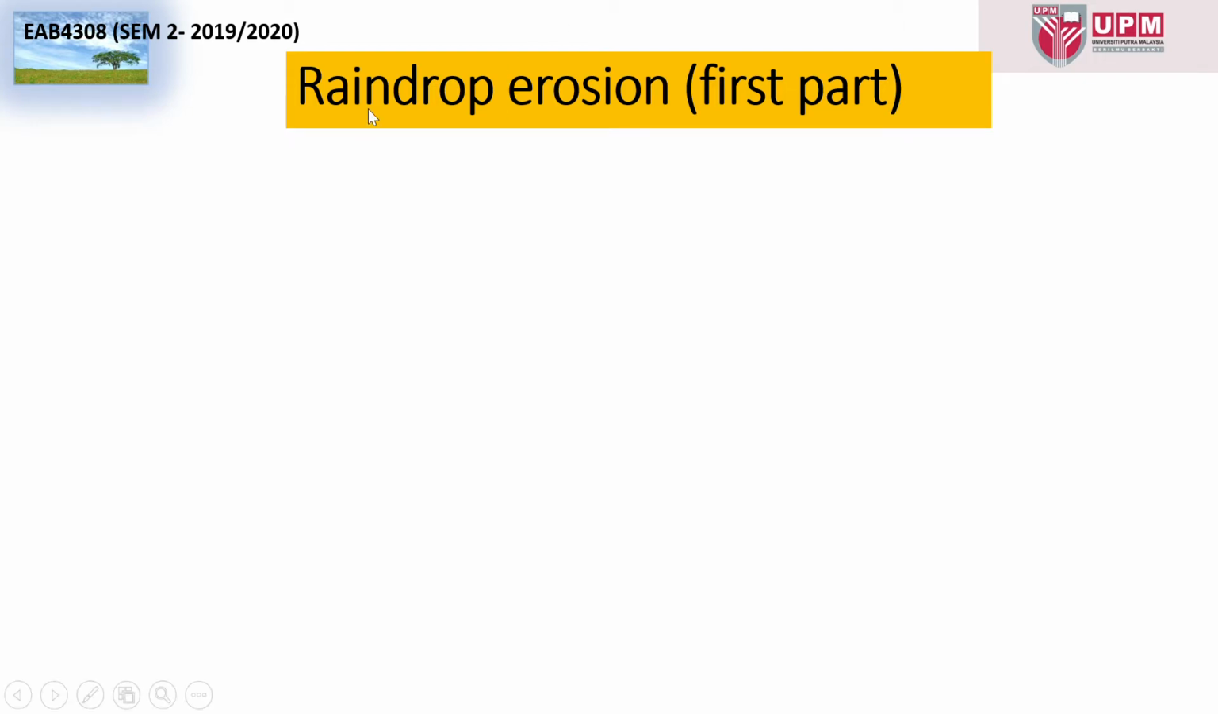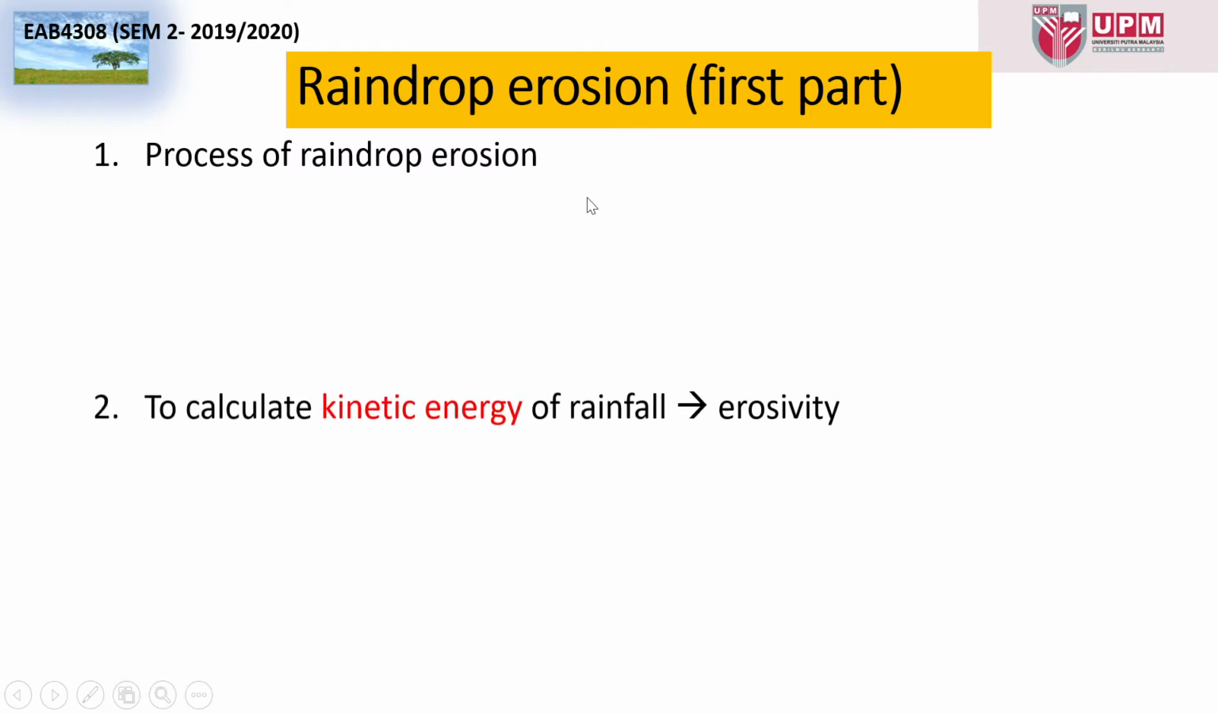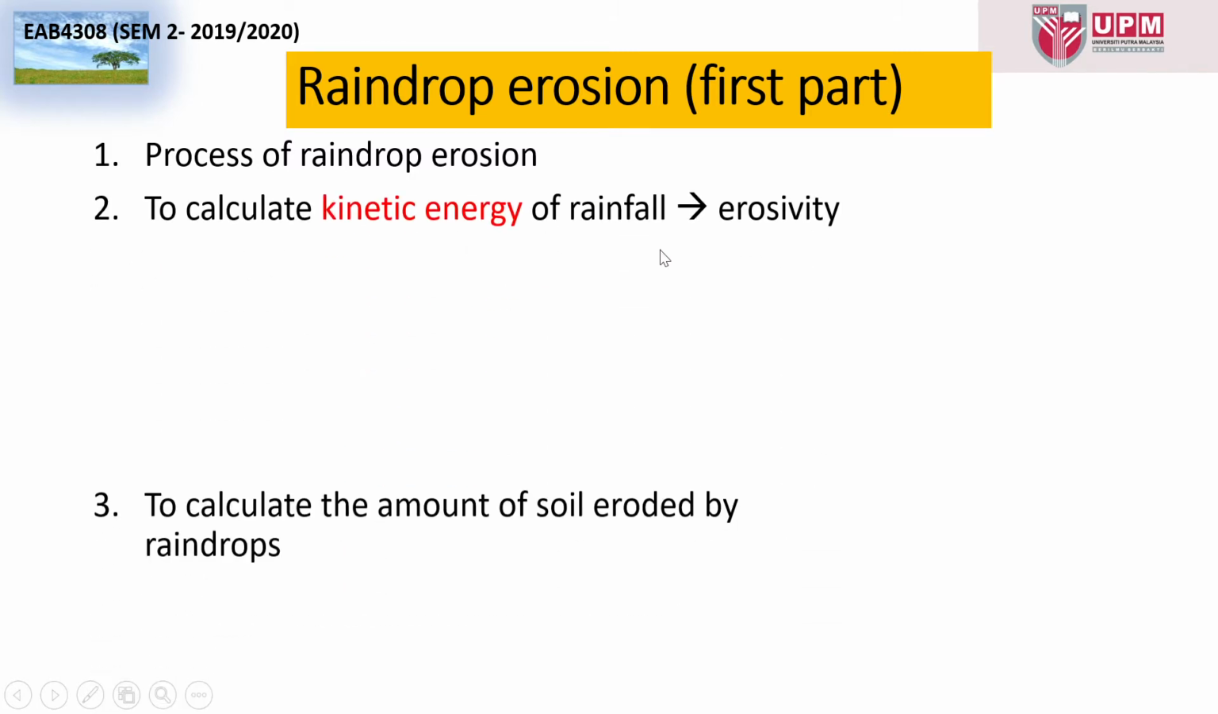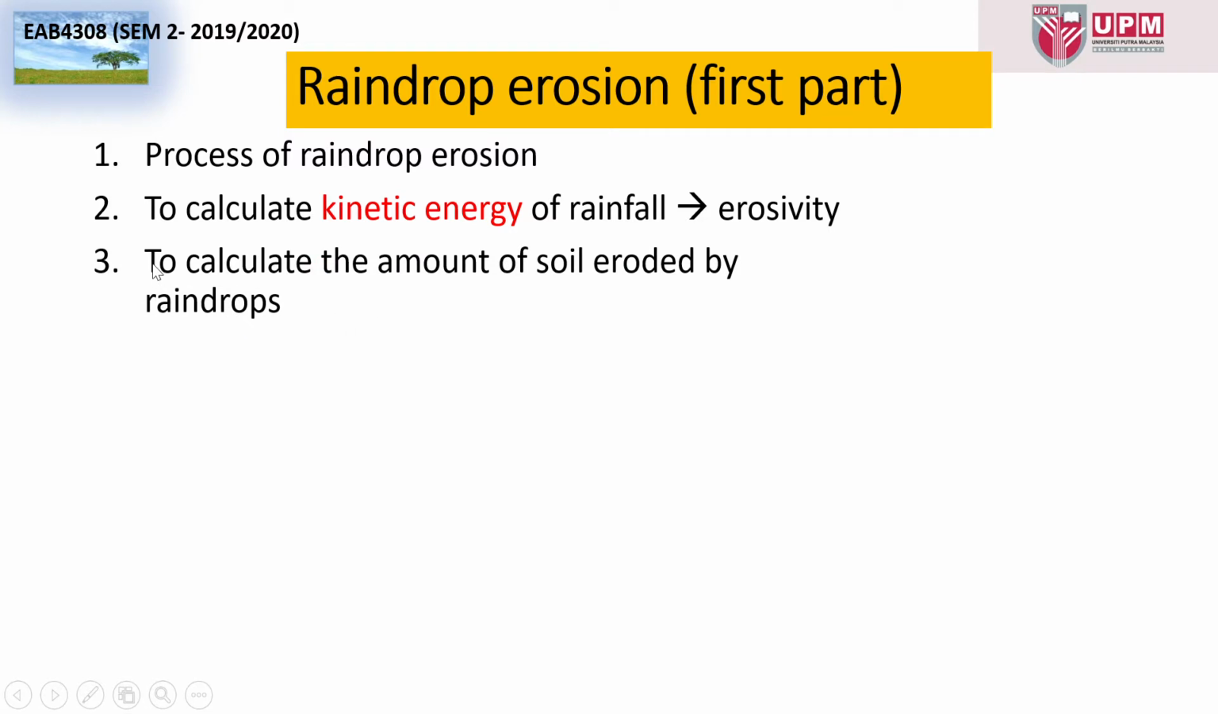So first we go to raindrop erosion. In the first part we will learn about the process of raindrop erosion and to calculate kinetic energy of rainfall. And also we will learn how to calculate the amount of soil eroded by raindrops. And finally there will be an exercise that you have to submit via Putra Blast.